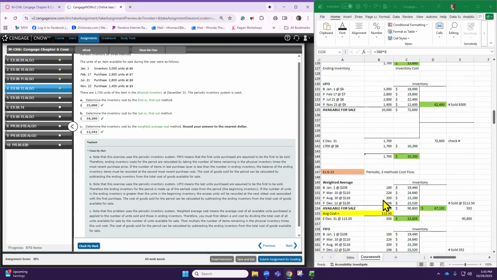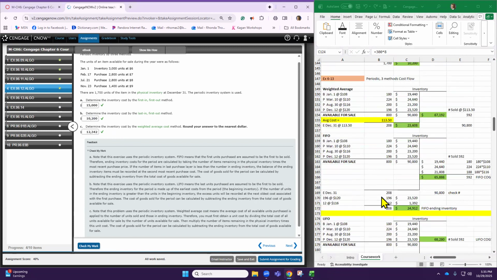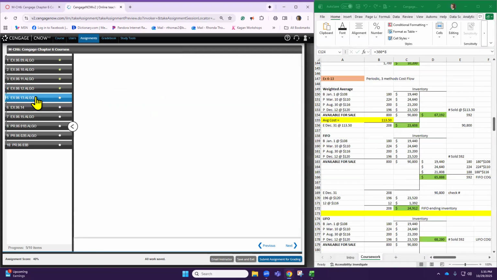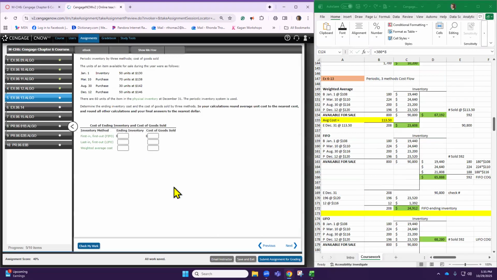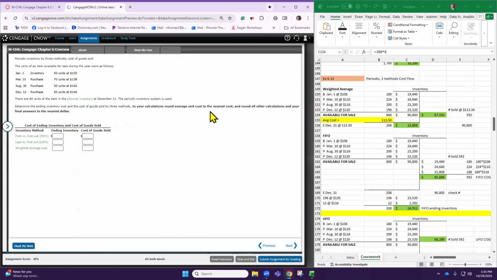All right, now we're going to do this again. This time we're going to report the cost of the goods that we sold. I wish it was the same problem, but it's not. Actually, we're going to do ending inventory and cost of goods sold, both. So let's go ahead. Periodic with those three methods.